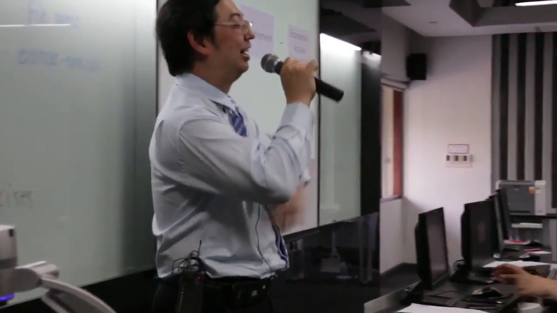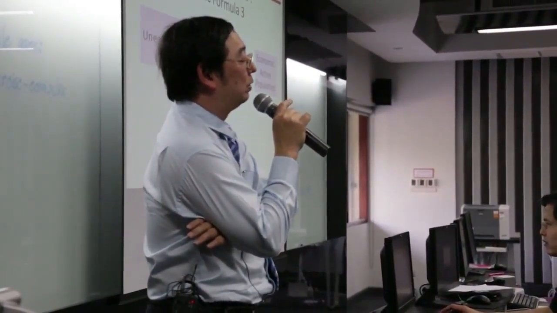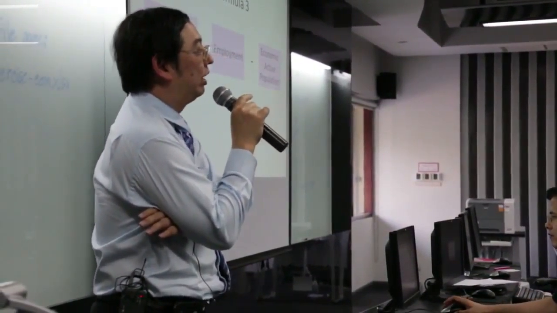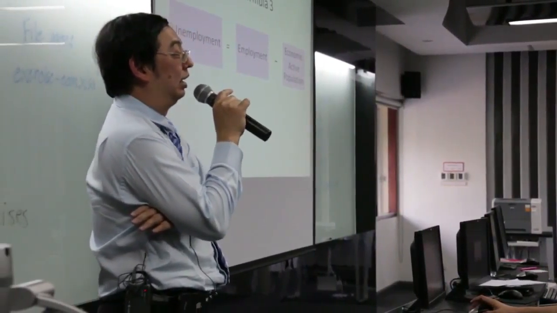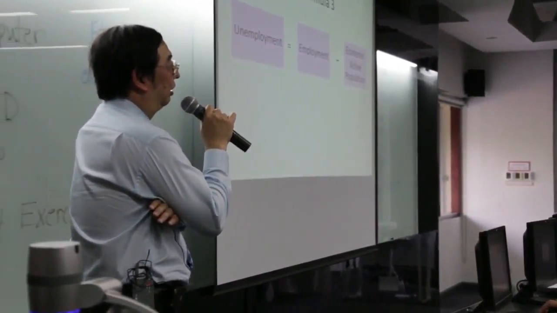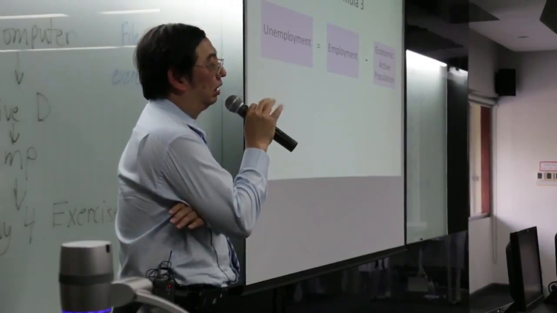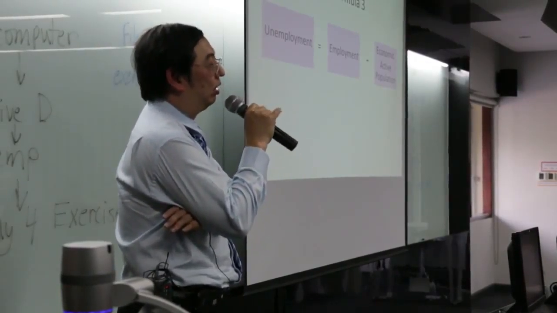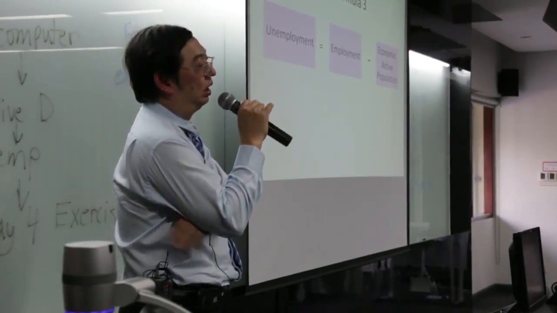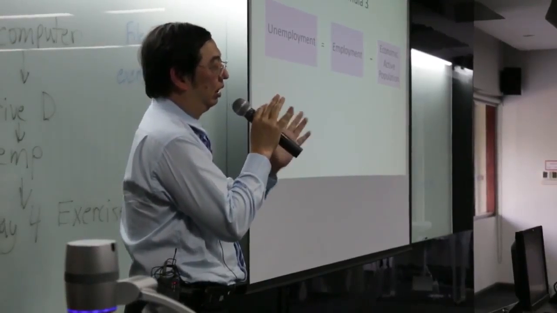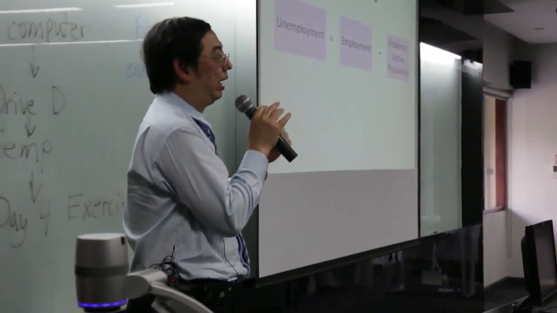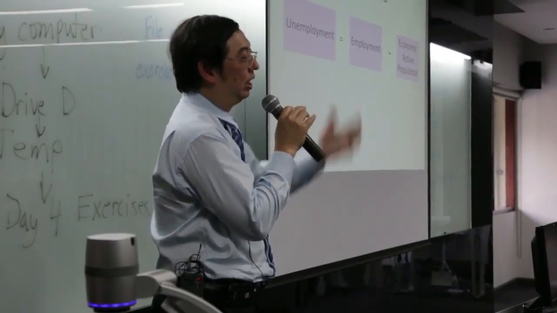But there is another way that you can do. You can start from unemployment as a dependent variable, and then you assume productivity, and you know employment now, and you let the GDP change.